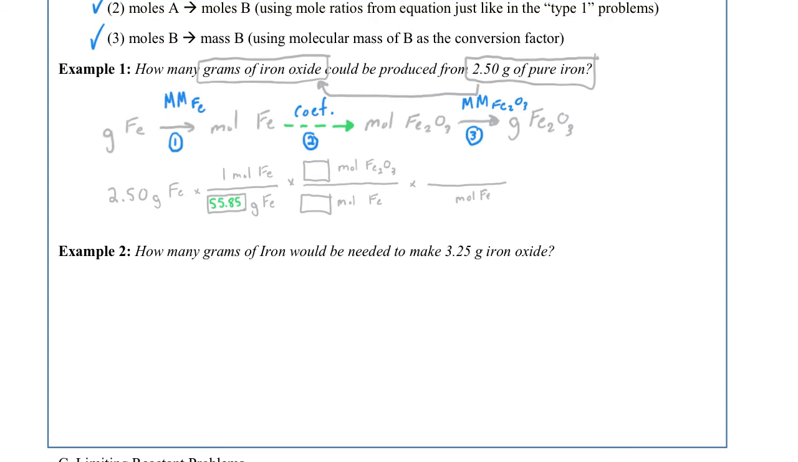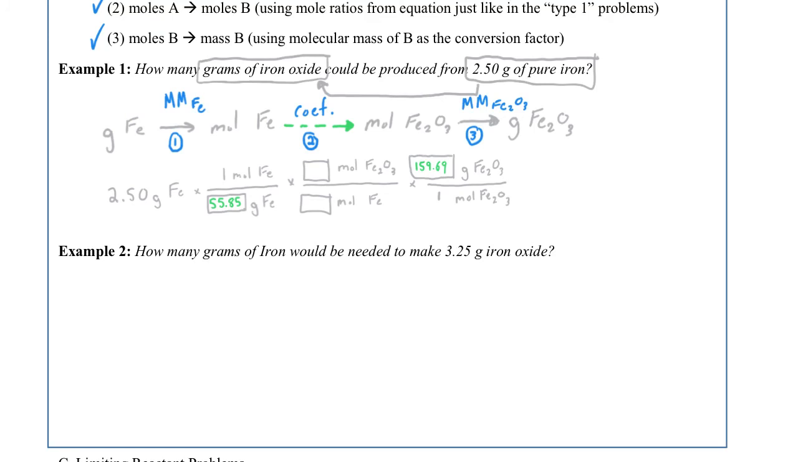Now the third step. The third step is we're going from moles of iron oxide into grams of iron oxide. So we need to have the molar mass for iron oxide present. 1 mole of iron oxide turns out to be 159.69 grams. So 159.69 grams per mole. So we'll put that value in there.